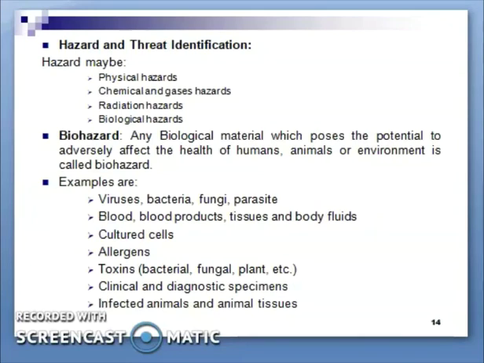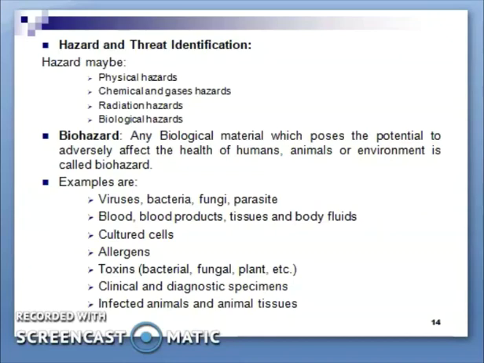Biohazard, as we already discussed, is any biological material which poses the potential to adversely affect the health of humans, animals, or the environment. Examples include all the viruses, bacteria, fungi, parasites, meaning the pathogenic microorganisms, blood and blood products, tissues and body fluids, cultured cells, allergens. Those chemicals or materials which cause allergy are called allergens. Toxins like the bacterial toxins, fungal toxins, plant toxins.